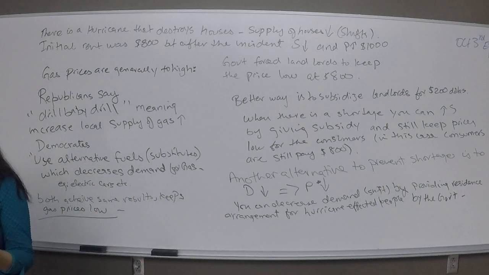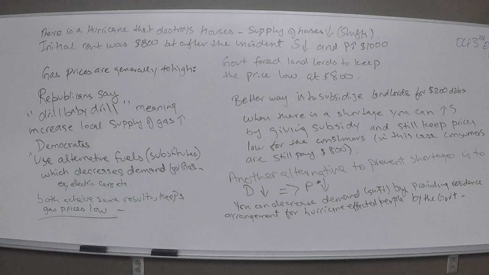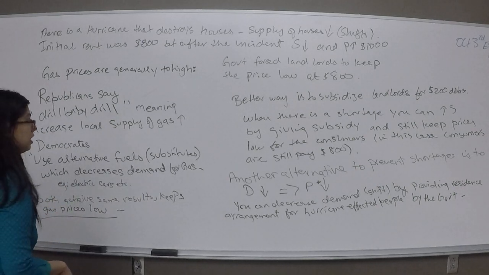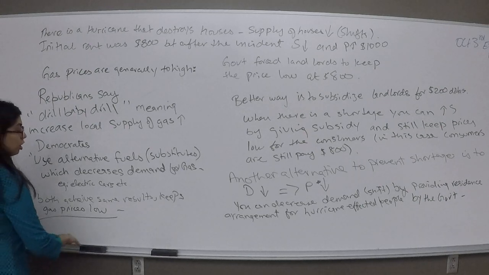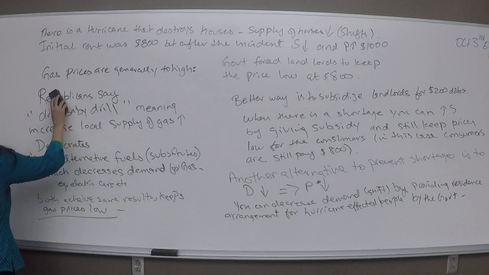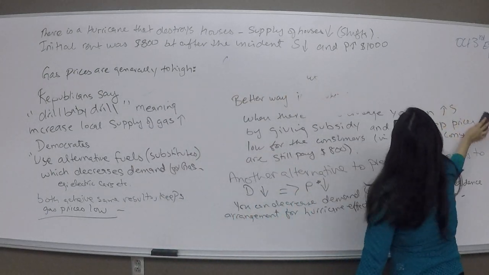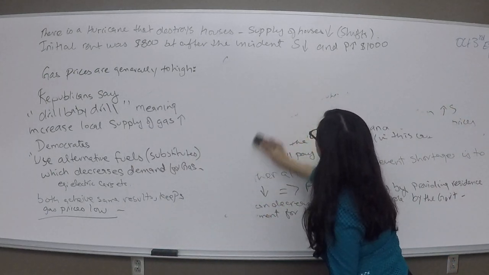Won't be too high. Or they could subsidize the landlords to keep the price low for the people. Okay, so moving on, let's calculate the deadweight loss.